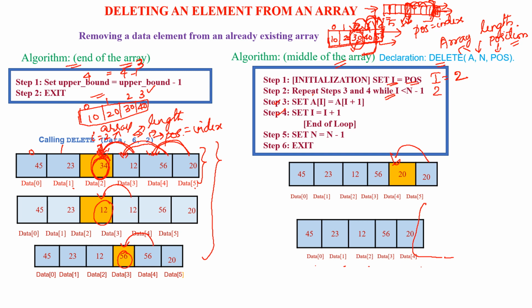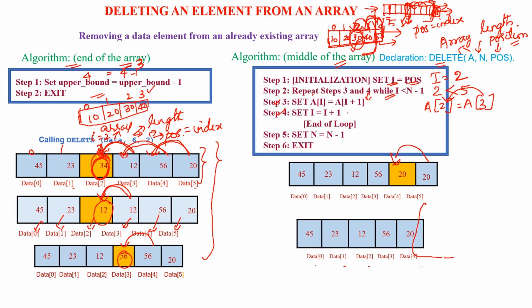What is your I now? 2. 2 is less than, what is your n? 6, right? 6 minus 1, so it is 5. Whether 2 is less than 5, yes, it comes into the loop. Now a of I is equal to, that is a of 2 is equal to a of I plus 1, 2 plus 1, a of 3. Means a of 3 will be shifted to a of 2. See here, data of 0, data of 1, data of 2, data of 3, data of 4, data of 5. So data 3 will be shifted to data of 2, right?